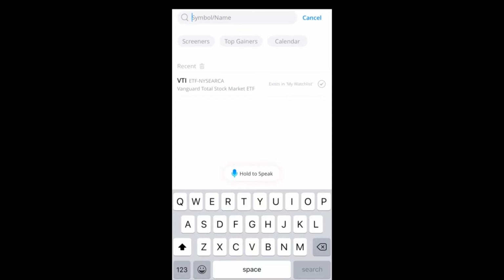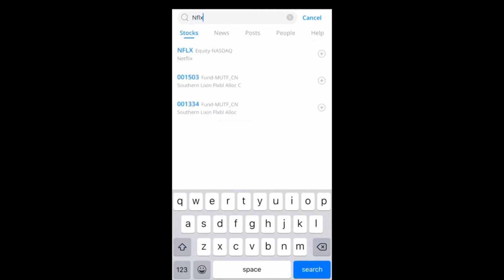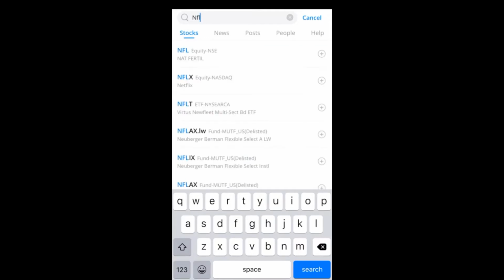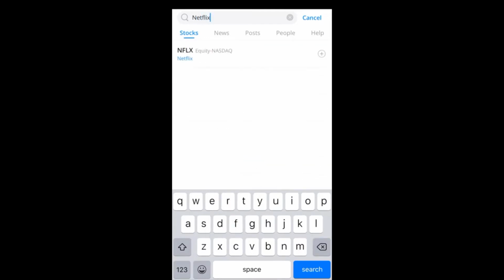But if you want to add another stock, let's look at Netflix. So you search NFLX, which is their ticker symbol, or you can just search the word Netflix and it will pop up. And then you click the plus sign to the right of the stock that you want to add, and now it's added to your list.